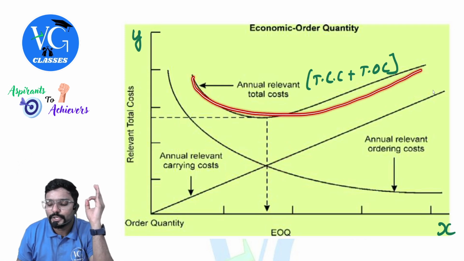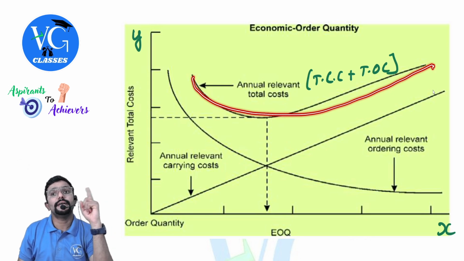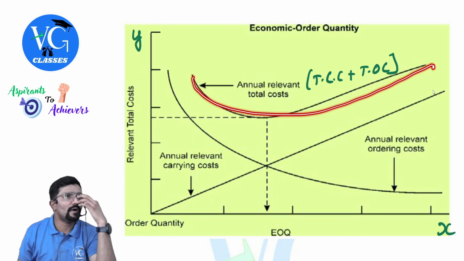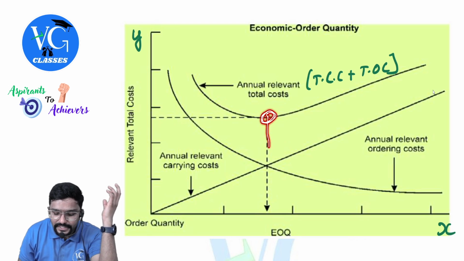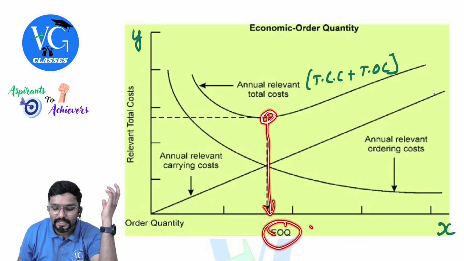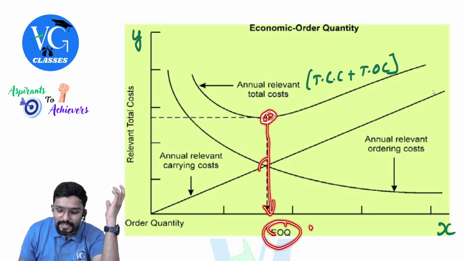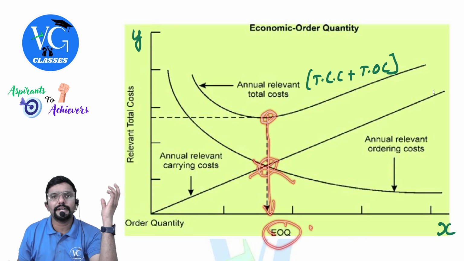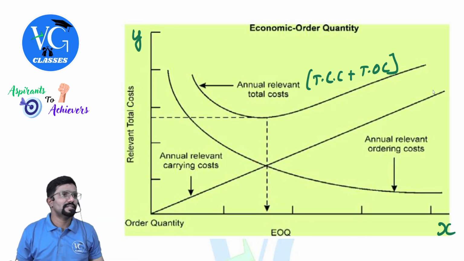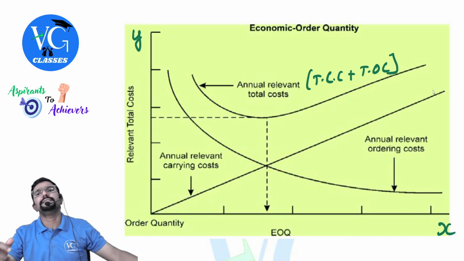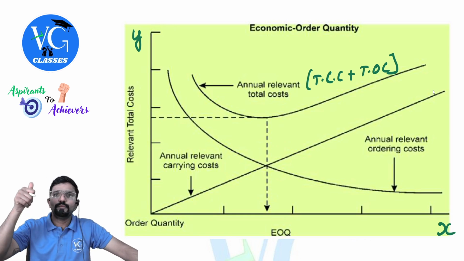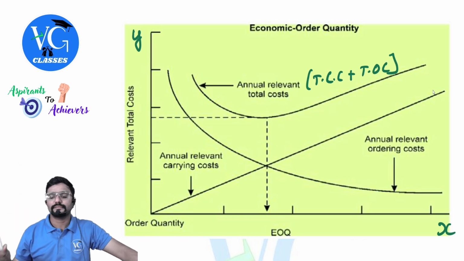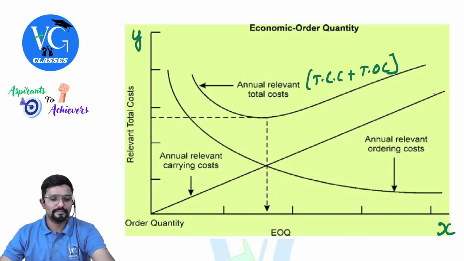This line is the total of ordering and carrying cost. At one point it is minimum. Extend it to the x-axis, and that is called EOQ. At the same line, you can observe carrying and ordering cost are intersecting each other. That means they both are equal. Hope you guys got it. Take it down.